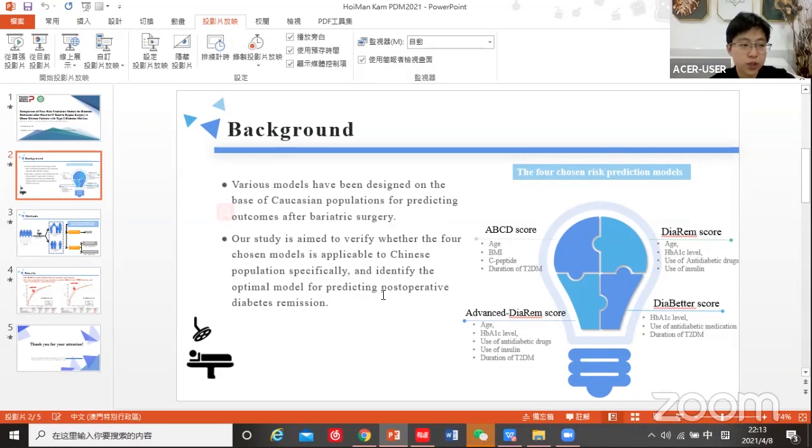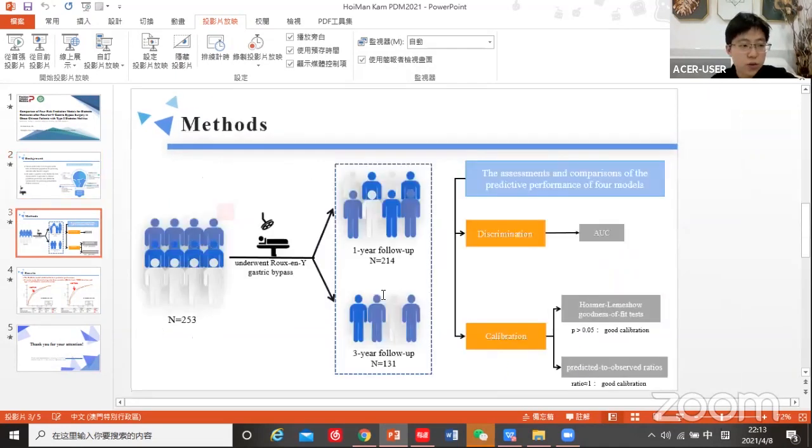post-operative diabetes remission. We started our study by enrolling 253 Chinese individuals. All patients underwent Roux-en-Y gastric bypass and completed a 1-year to 3-year follow-up. We collected the relevant clinical variables for each patient and calculated their score for each model. The predictive performance of the 4 models was based on both discrimination and calibration measures.